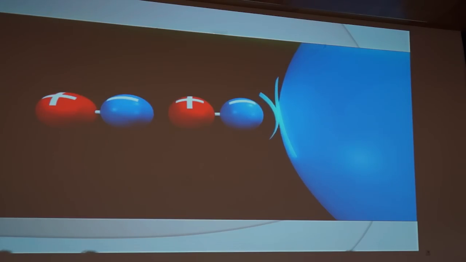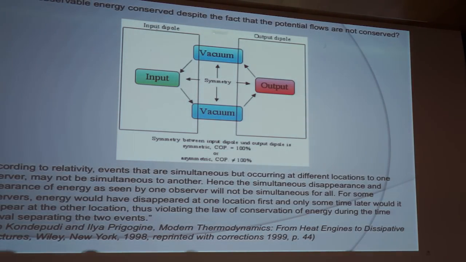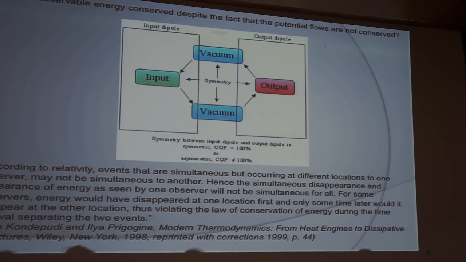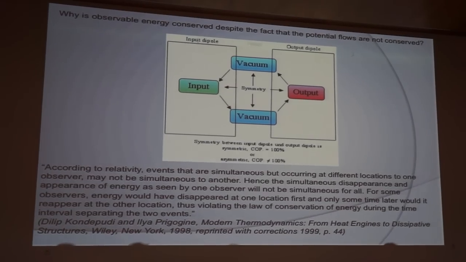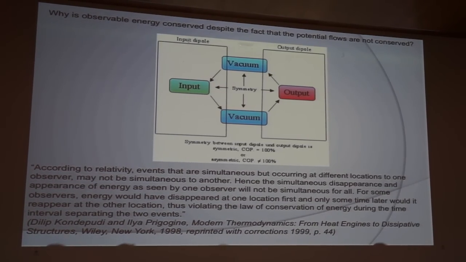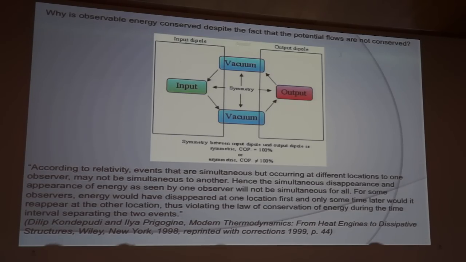This leads to the following basic question. Why is observable energy conserved despite the fact that the potential flows are not conserved? This picture shows the so-called self-symmetrizing process. The self-symmetrizing process explains the cause for the conservation of energy.